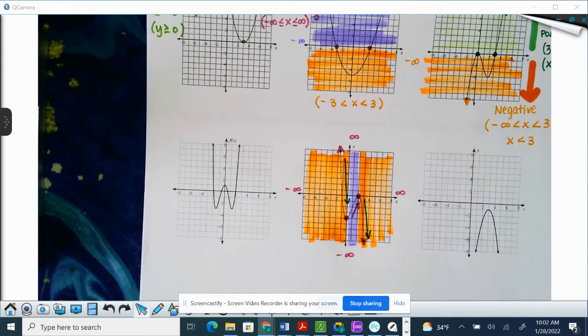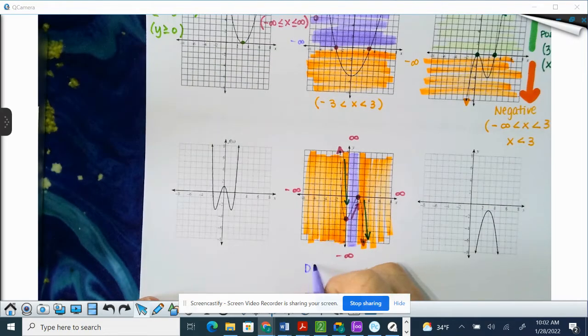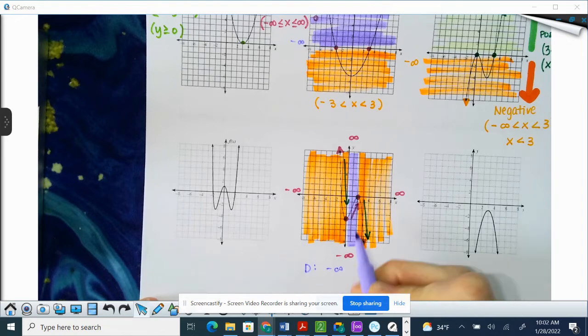So we are decreasing from negative infinity to 0, or all values smaller than 0. So x is less than 0 works as well.